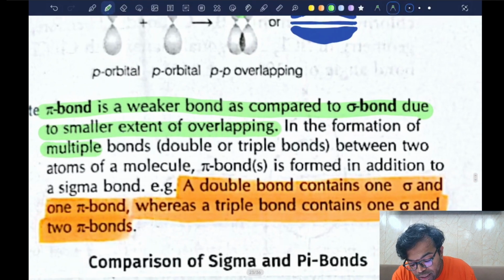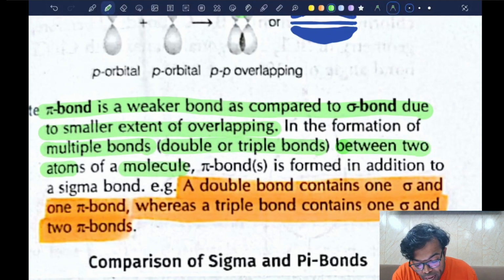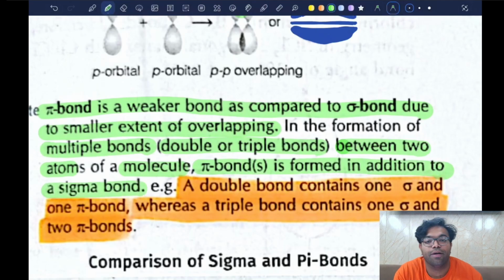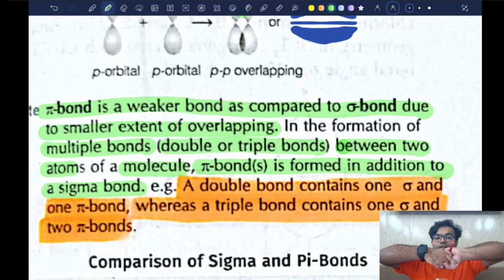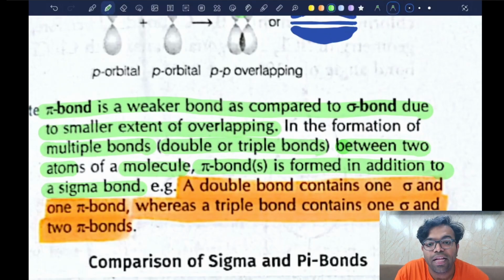In the formation of multiple bonds, double or triple bonds between the two atoms of a molecule, a pi bond is formed in addition to a sigma bond. You can have a sigma bond without a pi bond, but you cannot have a pi bond without a sigma bond. Understood? The sideways overlap is only possible because two of the orbitals are holding on to each other as a sigma bond. That is the reason why they are able to form the sideways, or pi, bond. Clear? Understood this point?